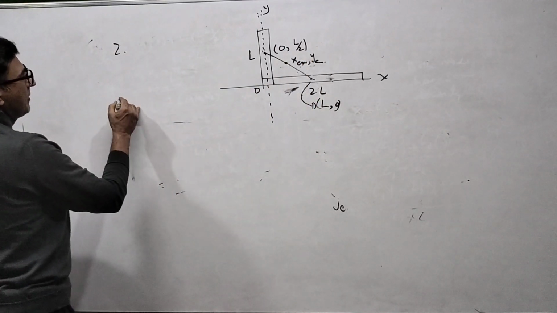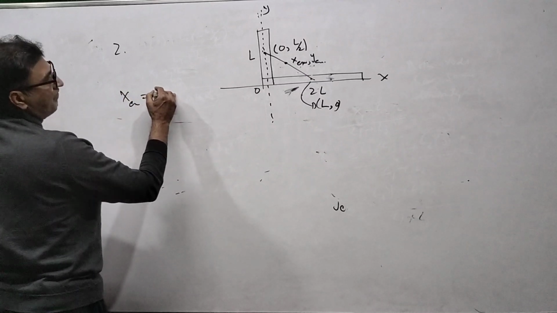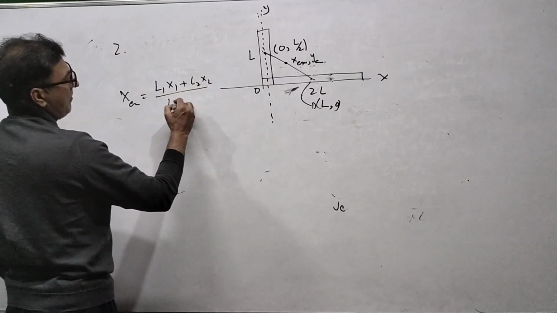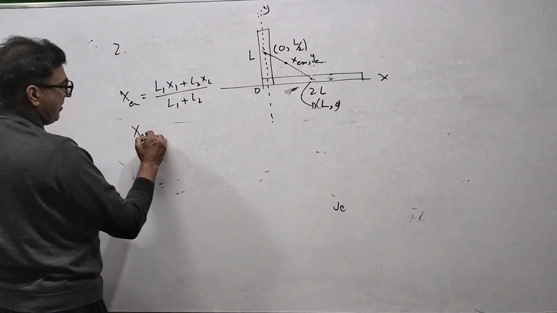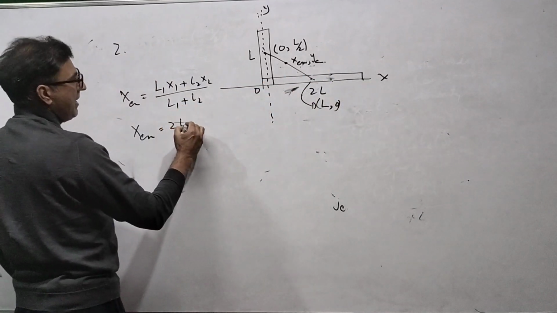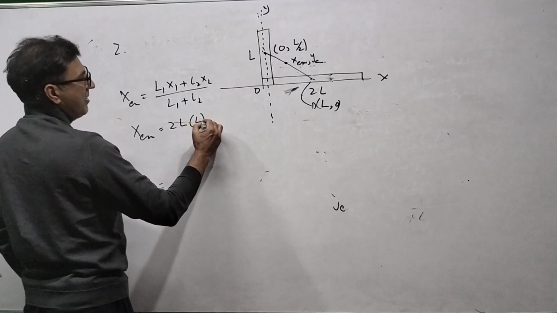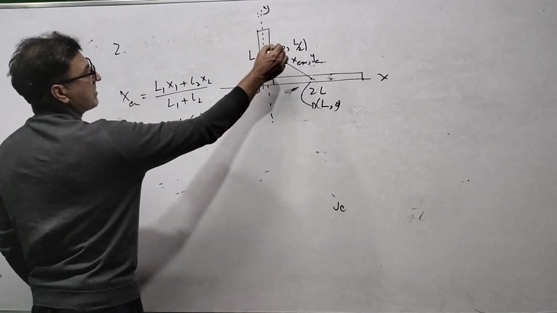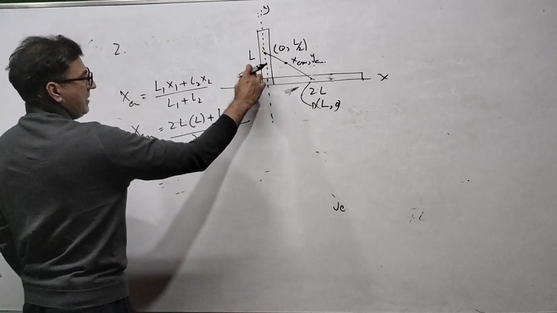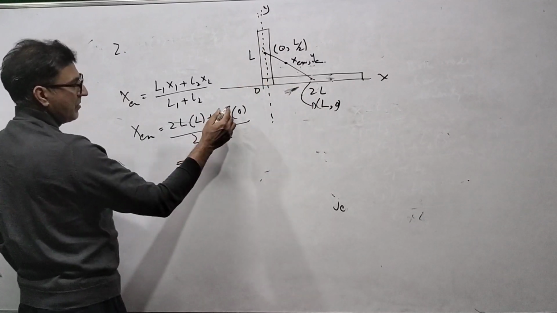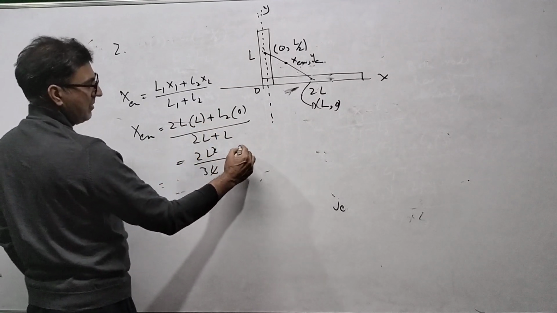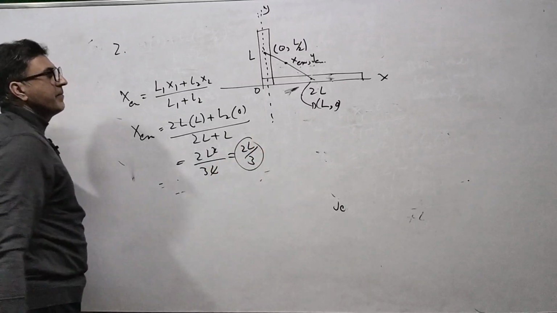Why not use the formula? So XCM is equal to L1 x1 plus L2 x2 by L1 plus L2. Let's take this rod as L1. That is 2L into X coordinate L, plus L2 into its X coordinate 0, divided by L1, that's 2L total length, plus this L. This gets cancelled: 2L square divided by 3L, one L gets cancelled. 2L by 3 is the X coordinate.